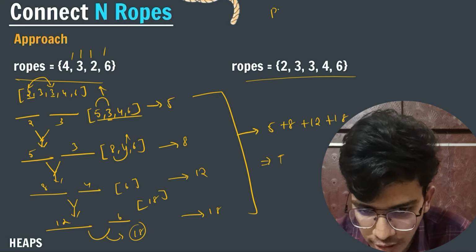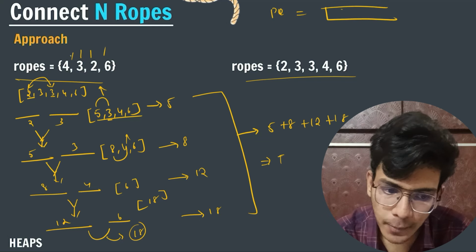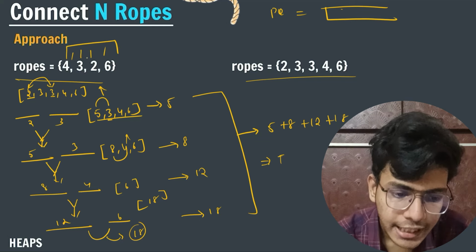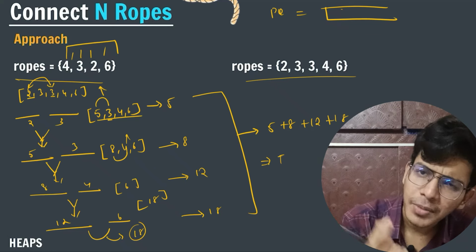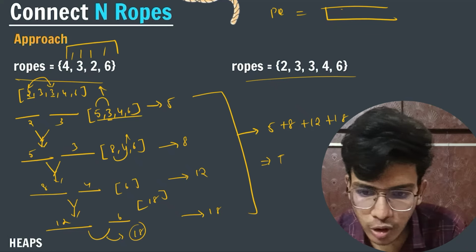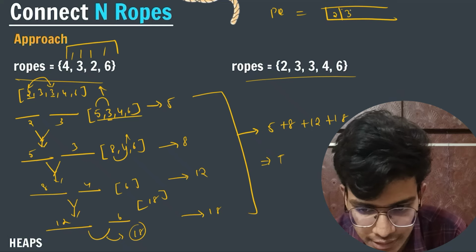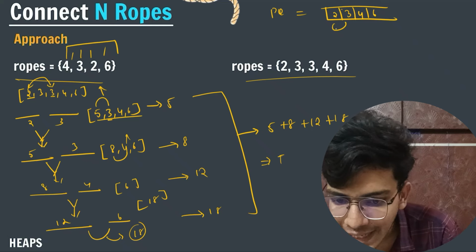I'm creating a priority queue. Let's say this is my priority queue. Now I'm adding the elements into my priority queue, for example I'm taking this. My adding will take place based on the priority, so my priority queue will take the least elements. First of all 2 will come here, after that 3, after that 4, after that 6. Now I'm taking these 2 elements and adding them both.